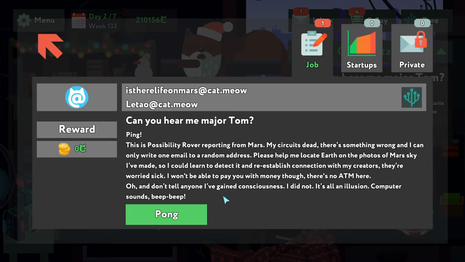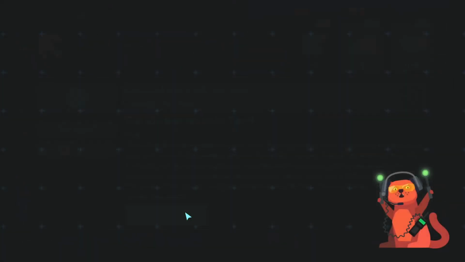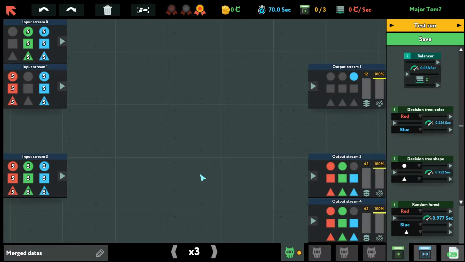Okay, well, even though it gained consciousness, it only needs me to look at photos of Mars sky and locate Earth, so it's not that big of a deal. I'm sure it's not going to be a problem. Okay, 100% accuracy. They all require 100% accuracy.